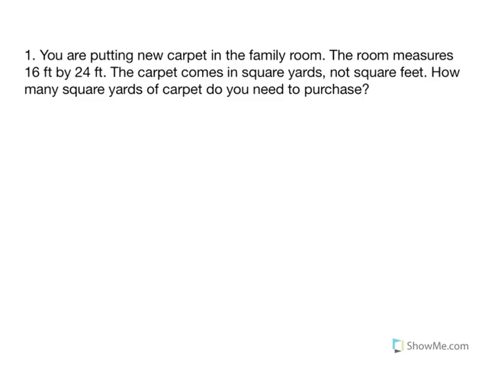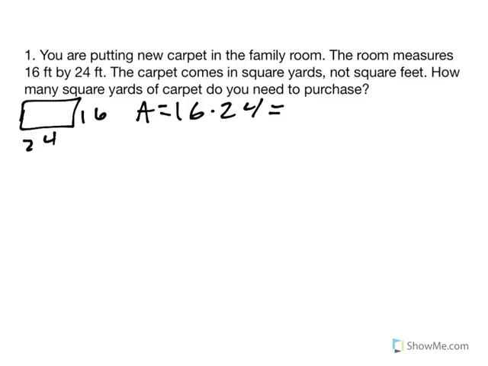Okay, let's do number 1 on page 97. We are putting new carpet in our family room, and the room measures 16 feet by 24 feet. The carpet is only sold in square yards, so we've got to figure out the square yards. Here's my living room, and it's 16 by 24. Let's start by finding the area of our room. If I take 16 by 24, that will give me 384 square feet.